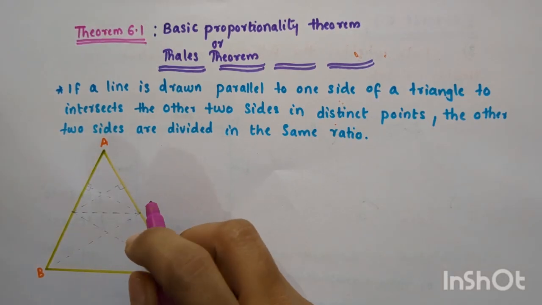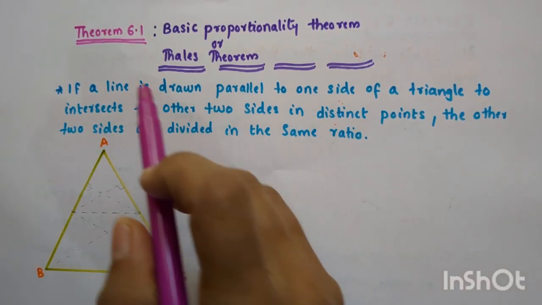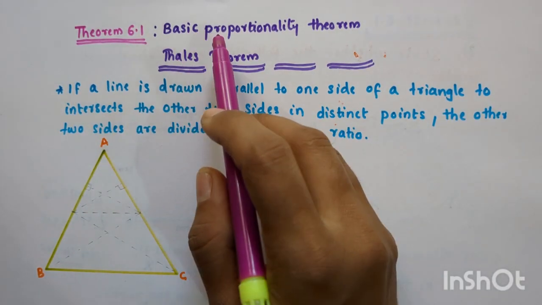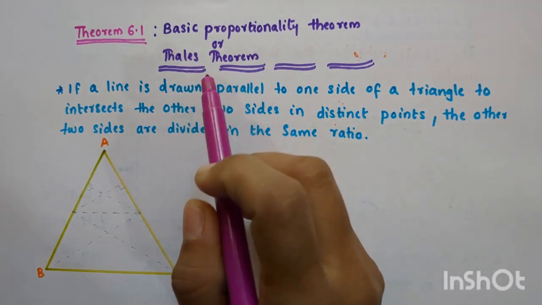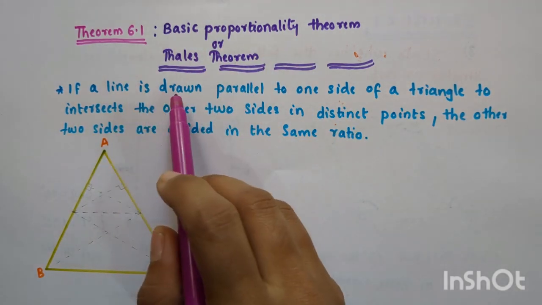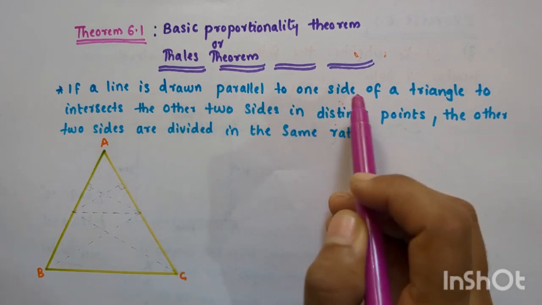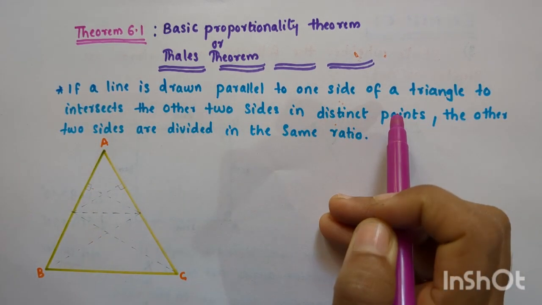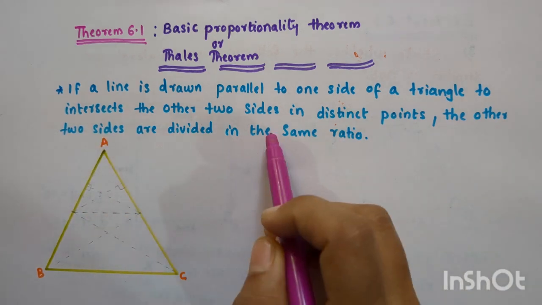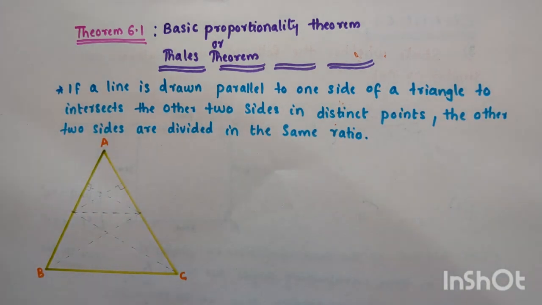Hello everyone. In this video, we are going to discuss Theorem 6.1, which is known as the Basic Proportionality Theorem or Thales Theorem. According to this theorem, if a line is drawn parallel to one side of a triangle to intersect the other two sides in distinct points, the other two sides are divided in the same ratio.